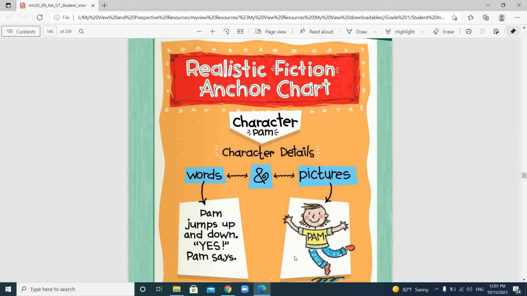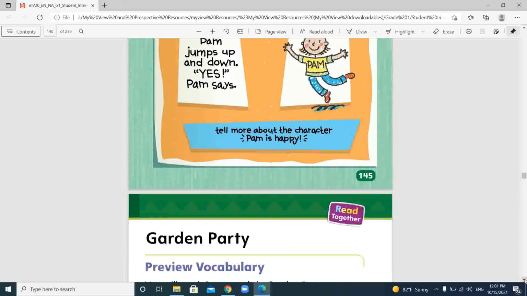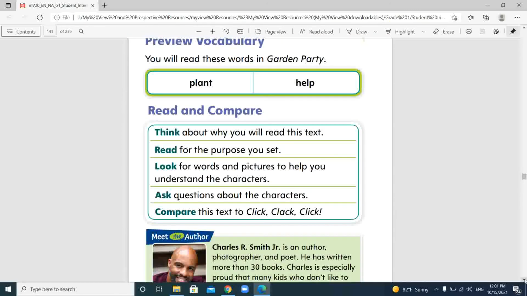Her arms are spread open and her legs up. That means she can be dancing, she can be jumping, and I make sure from the words. Okay? All right. We had 2 vocabulary words from the garden party and 2 vocabulary words from Click, Clack, Click.